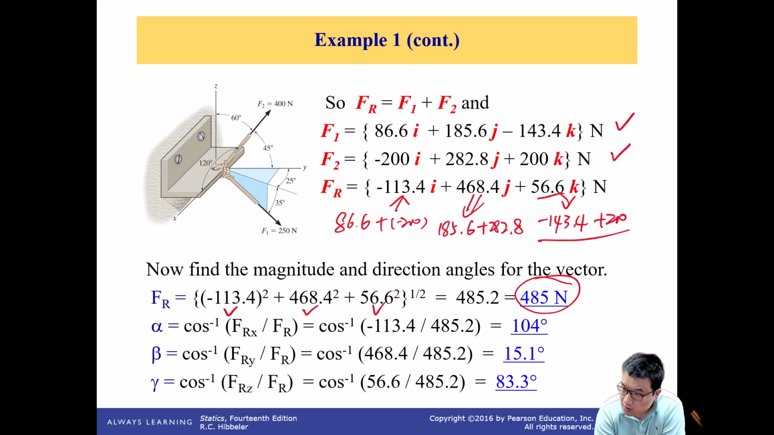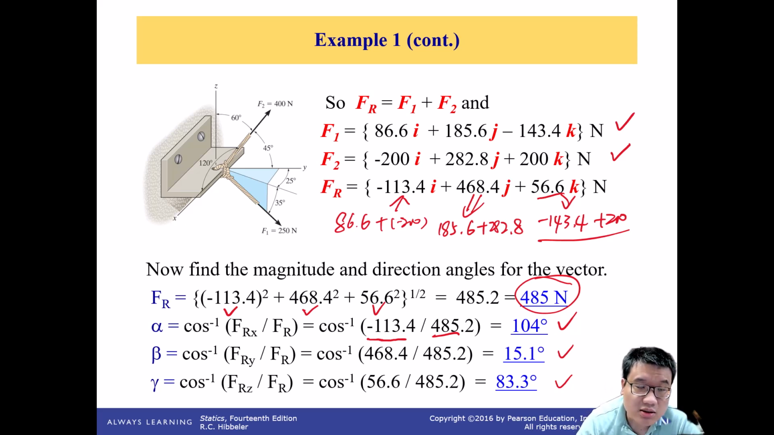So alpha means the FR vector's angle to the x. It will be the inverse cosine of FRx over FR. So just plug in FRx over FR, and you can solve that alpha will be 104 degrees. A similar process works for beta and gamma. You will find beta will be 15.1 and gamma will be 18.3.